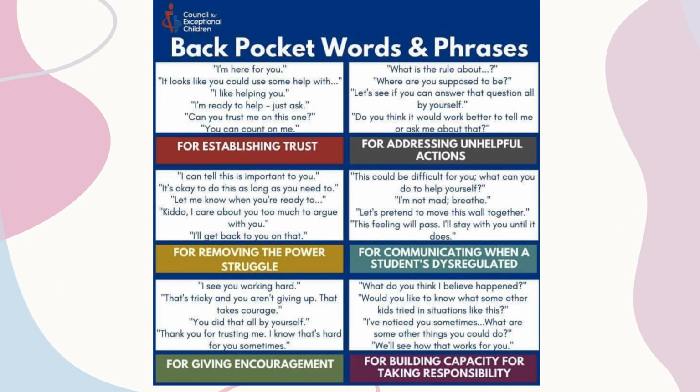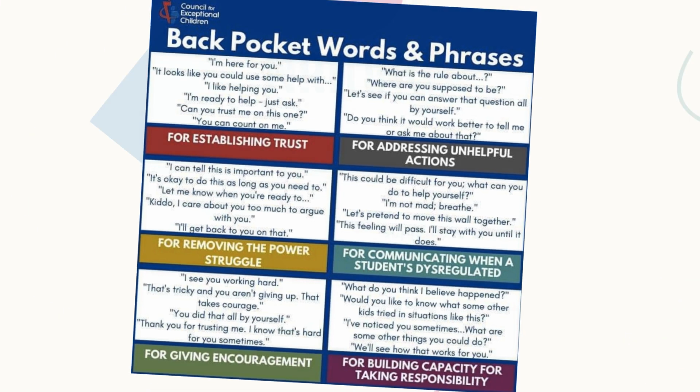And then on our final slide here, there are some back pocket words and phrases for establishing trust, for addressing unhelpful actions, removing a power struggle, communicating when students are dysregulated, for giving encouragement, for building capacity, and for taking responsibility. I will print this and there will be copies in the different mail rooms for you to grab if you would like them. But this is just a great resource for yourself. If you find yourself thinking, what else can I say to help this child?